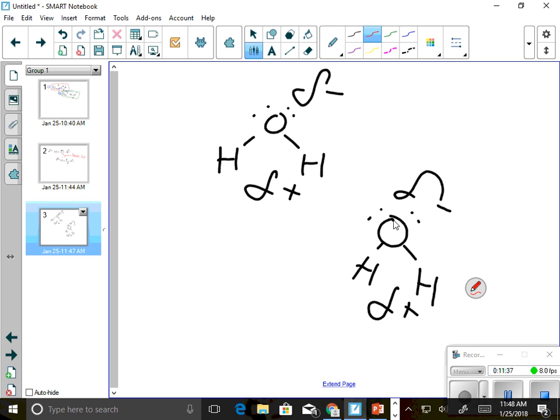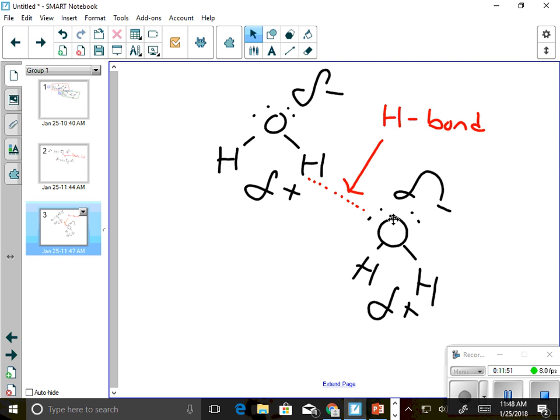A hydrogen bond is the attraction from the partial positive end of one to the partial negative end of the other. So again, this dotted line right here is the hydrogen bond. Some students have mistaken it to be the covalent bond that occurs between hydrogen and oxygen. Hydrogen bond is referring to what's holding one water molecule to another water molecule. That's why it's an intermolecular force.